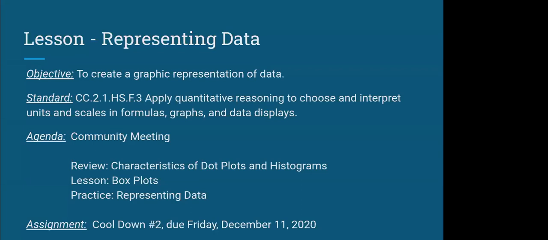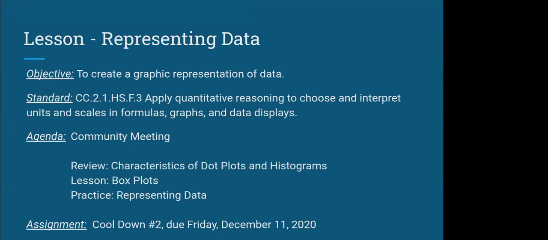And again, all of our lessons have to be aligned with what is required by the state of Pennsylvania. So that's what that standard is. It just says, in essence, that you should be able to look at some quantitative data and be able to interpret what you see, using whatever unit of measure, and then formula, graph, or data display, okay? So that's what they're saying.